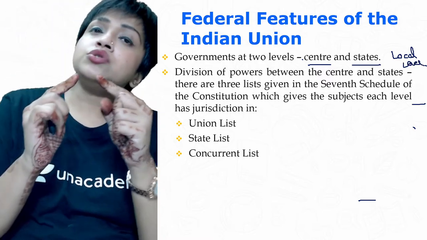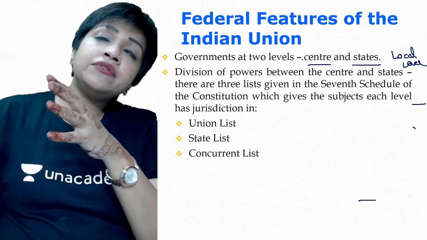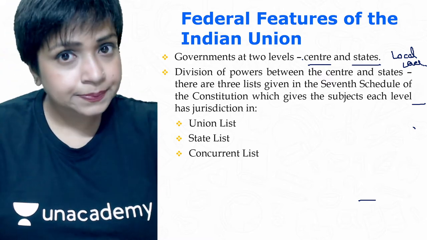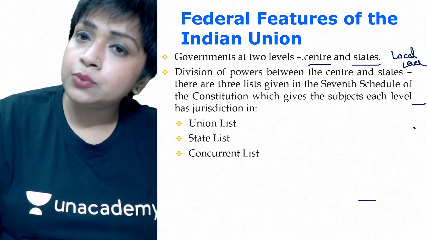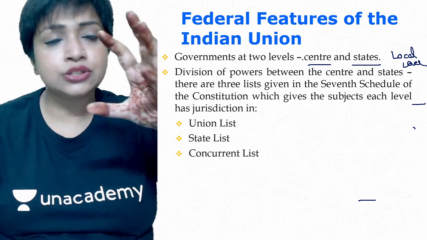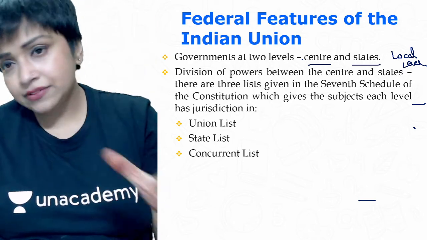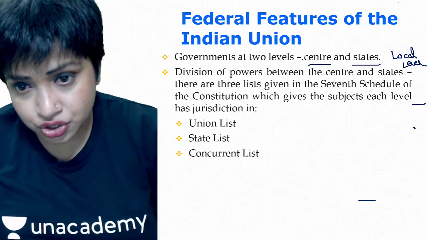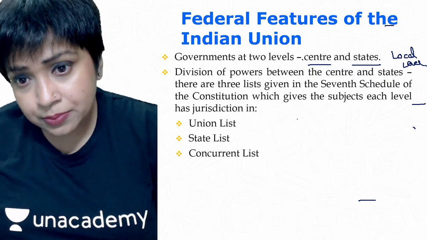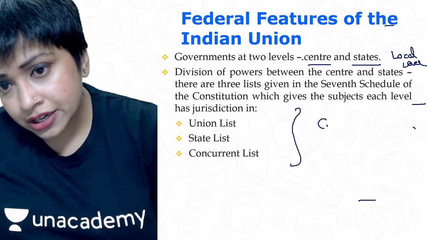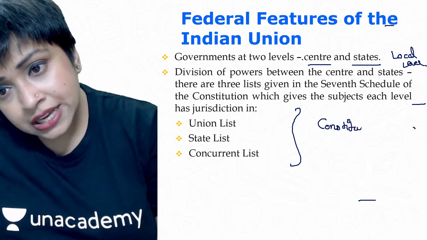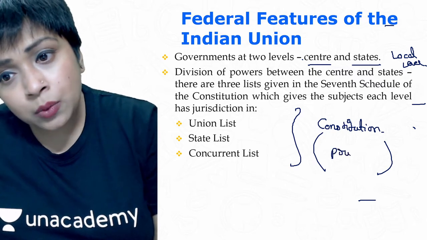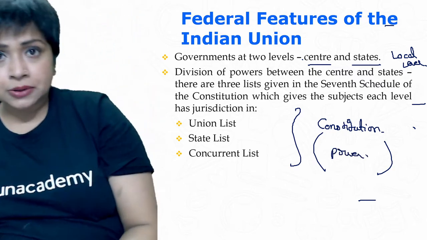We also said that one of the main features of a federation is that every level of government will have its own powers. The union will have its own set of powers, the state will have its own set of powers, and the local bodies will have their own set of powers. This has to be clearly mentioned in the constitution. In a federation, the constitution is very important because it protects what power will remain with which level of the government.